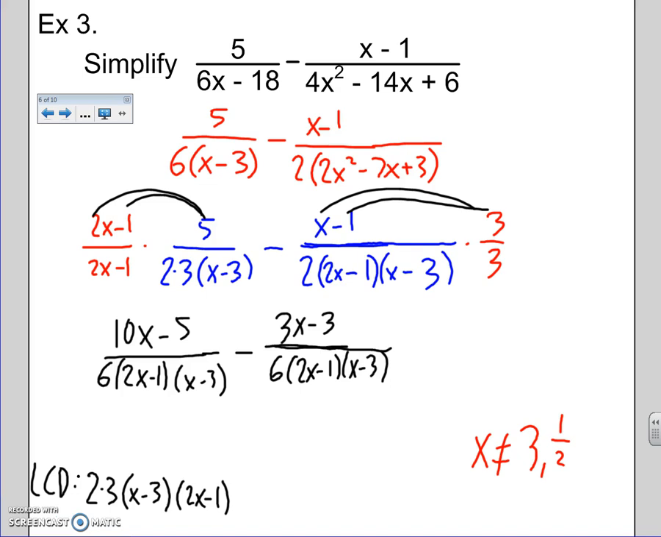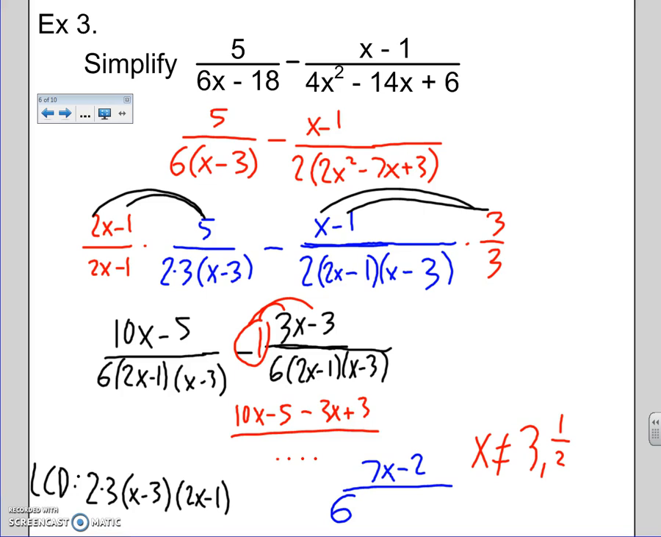Alright, now the tricky thing about subtraction: because the denominator is the same, I have to subtract the top, so you should distribute this. I'm going to make this a negative 1 here, and distribute it. So really it's 10x minus 5, minus 3x plus 3 over that giant denominator, which I don't feel like writing again. Combining terms one last time: 10x minus 3x is 7x. Negative 5 plus 3 is negative 2, over the denominator, which for the final answer I should rewrite. So 6, 2x minus 1, x minus 3, where my restriction is right there from before. Alright, that is my answer.